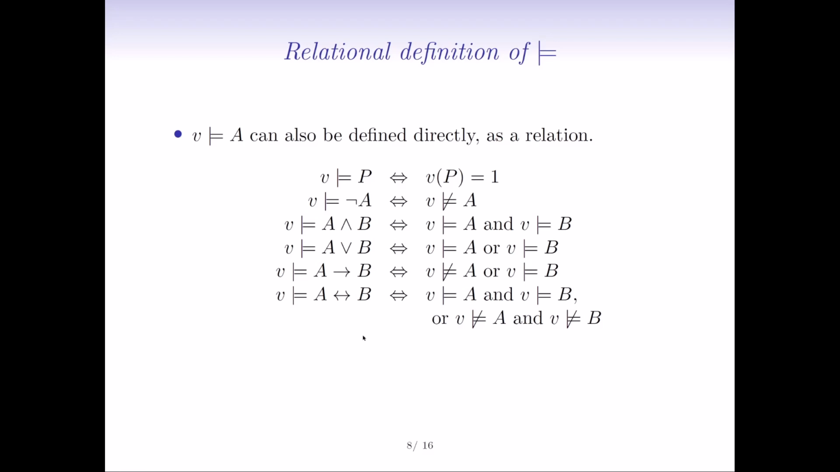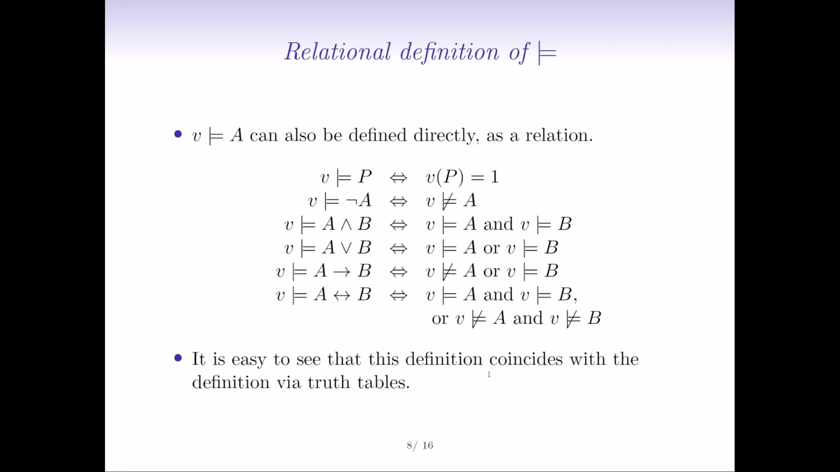Lastly, and in a similar way, remember that a bi-implication or an equivalence, A if and only if B, means that A and B have the same truth value. So a valuation V satisfies a bi-implication A if and only if B exactly when either V satisfies A and B, or it does not satisfy A and it does not satisfy B. And it's quite easy to see, just by examining the truth tables for each connective, that this definition is just another way of writing down the definition that we gave already in terms of the truth tables for the connectives.